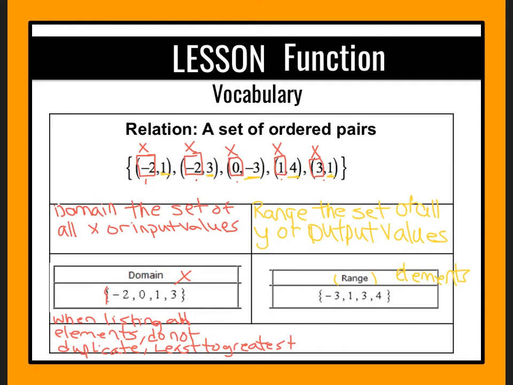-3, 1, 3, and 4. I don't have to write the 1 twice. I know it's here twice, but I'm just going to write it one time, from least to greatest. Okay, so again, a relation is a set of all ordered pairs. Make sure you write this in your guided notes.